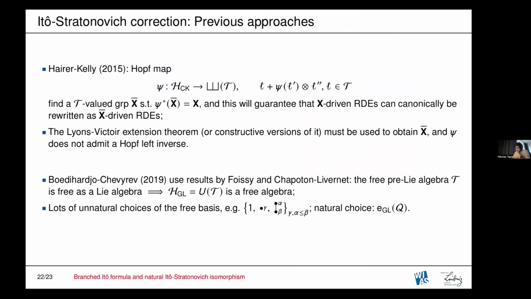Just to quickly mention previous approaches, since I promised that I would do this: Hairer-Kelly in 2015 already came up with a way of going from branched to geometric, but the problem is that their map is not an isomorphism. So you lose some information. You cannot revert back to the original equation. You can go to the geometric side and do your computations, but there is no way to recover whatever calculations you started with. You get extra terms that should not be there somehow.